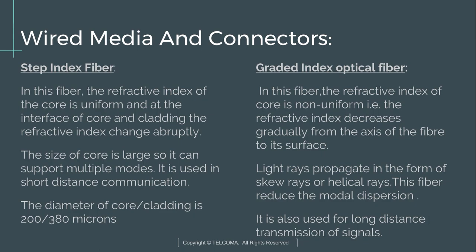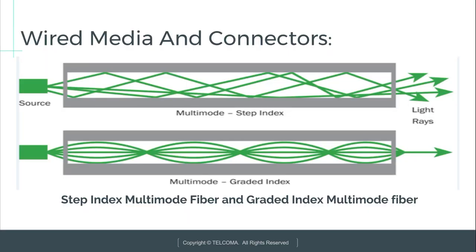In step index fiber, the diameter of core and cladding is 200 to 380 micron, whereas graded index optical fiber is used for long distance transmission of signals. This is the diagram of multimode step index fiber and graded index multimode fiber. In step index fiber, the light rays travel at different times, reaching the destination at different times, whereas in graded index they reach the destination at the same time.